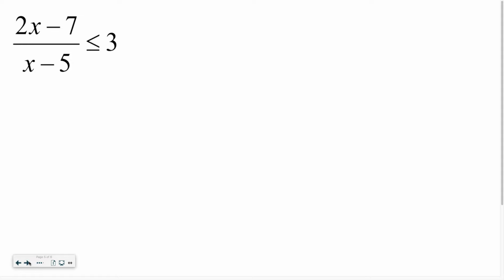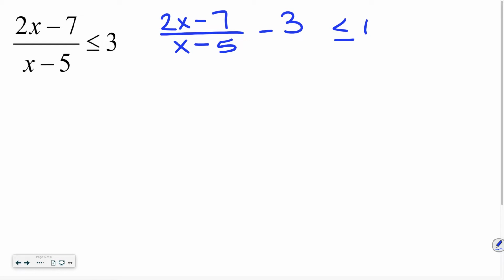What was that first thing I told you to write in before finding the critical points? Set to 0. Is this set to 0? It is not. Okay, so we need to actually subtract that 3 over.